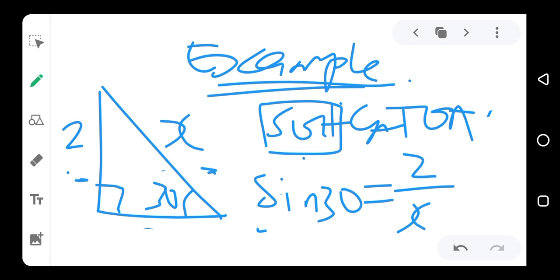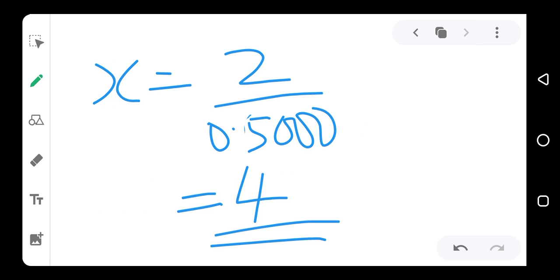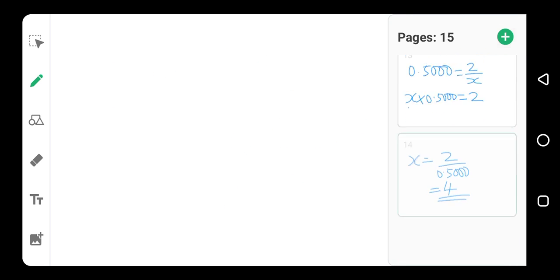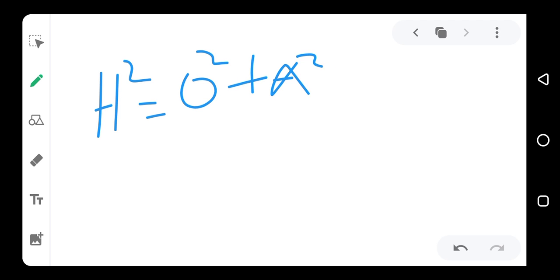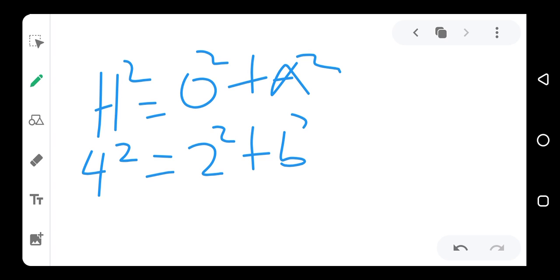Now let's call this place B. Since we have this side as 2, and the other side as 4, which is the hypotenuse, now let's calculate our B. If we want to look for B, the hypotenuse squared, according to Pythagoras theorem, is equal to opposite squared plus adjacent squared. Hypotenuse that we have here is 4 squared, is equal to opposite, 2 squared, plus adjacent, what we are looking for, B squared.